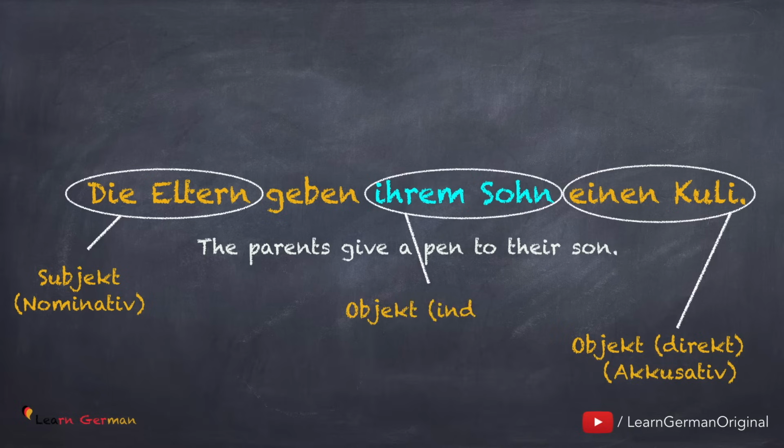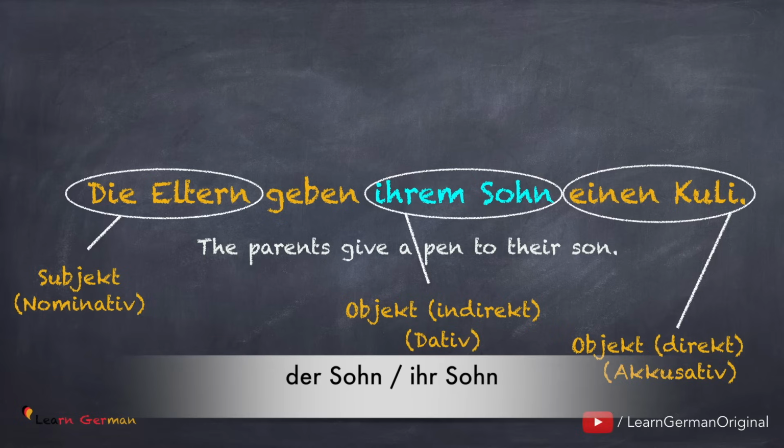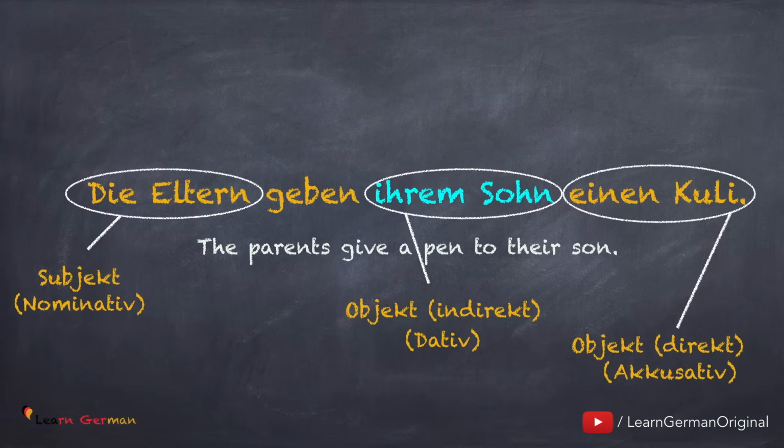The second object, ihrem Sohn, is the indirectes Objekt or the dative object. In this case, ihr Sohn changes to ihrem Sohn because it's the dative object. Do remember that whenever you see two objects in a sentence, then mostly the person is the indirect object. It is the object for which the action is intended. In this case, the parents buy a pen. This is the action and they buy it for their son. That means he is the indirect object.